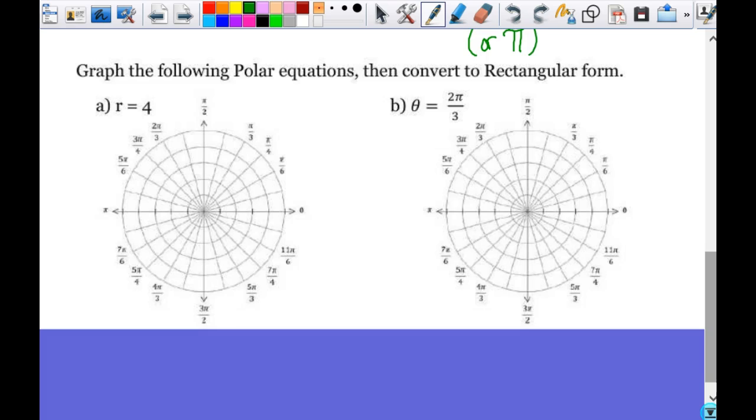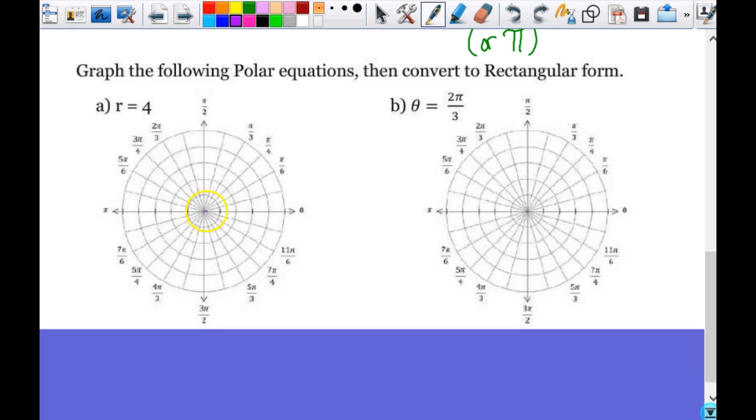Instead of having a point where I give you a radius and a theta, my equation is r equals 4. Okay? So that tells you that, what does r represent really? The radius, right? So the radius is 4 for all thetas, right? For all angles, r equals 4. So what do you think that's going to look like on here?